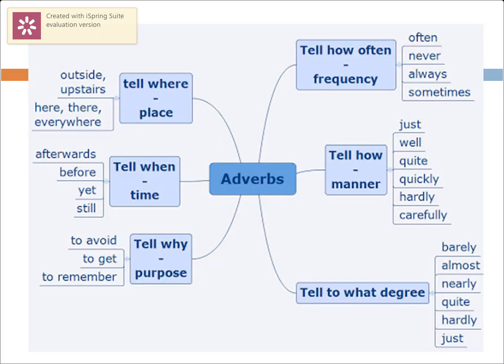So, adverbs sometimes tell us about the place, tell us where: outside, upstairs, here, there, everywhere. Now, there are adverbs which also tell us the time or when something is happening, like afterwards, before, yet, and still. And adverbs also tell us sometimes the purpose, or why an action is being done, to avoid or get or remember, things like that. And adverbs can also tell us the manner, like quickly, hardly, and also the degree, almost, nearly, hardly, just, quite.